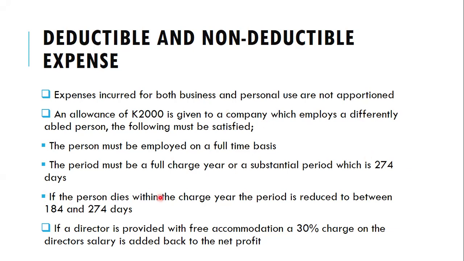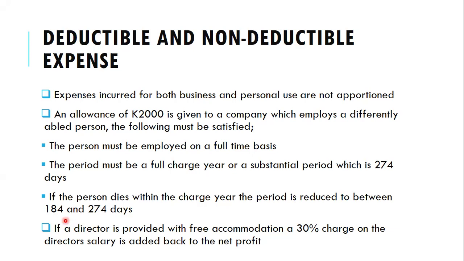Then if the person dies within the charge year, the charge year being basically the accounting year for tax purposes, the period is reduced to between 184 days and 274 days. So this is about differently abled persons. If a differently abled person is employed by the company, an allowance of 2,000 is given to that particular company, provided they meet the relevant criteria.